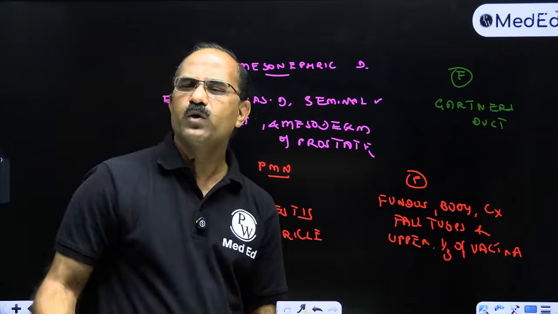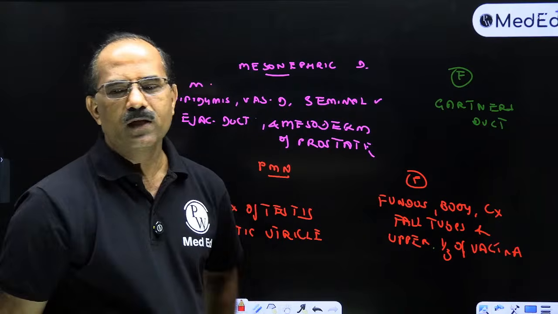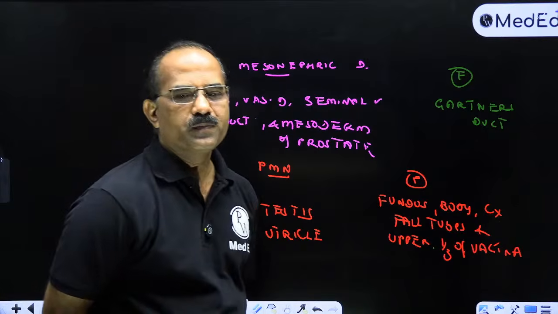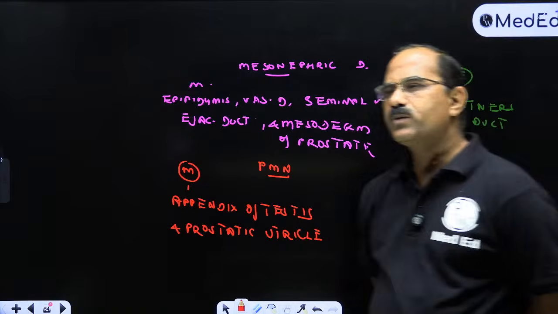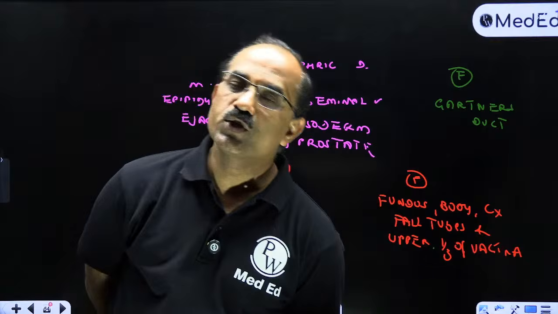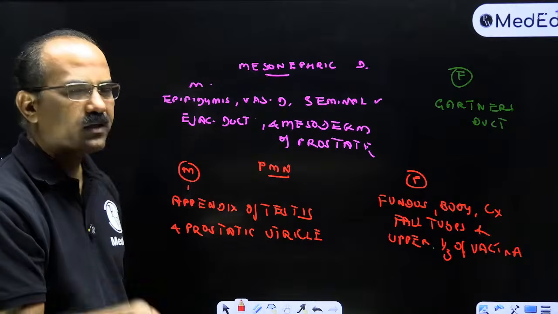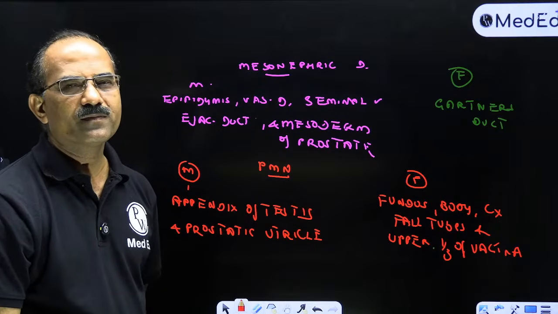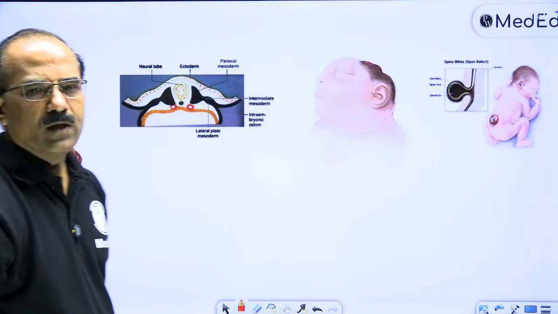Can anyone tell me the lower 2/3 of vagina is derived from what? Come on, answer this, students. Lower 2/3 of the vagina is derived from the urogenital sinus. Upper 1/3 is derived from paramesonephric duct, and lower 2/3 is derived from the urogenital sinus.